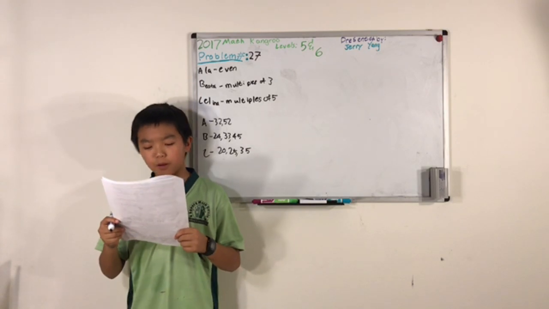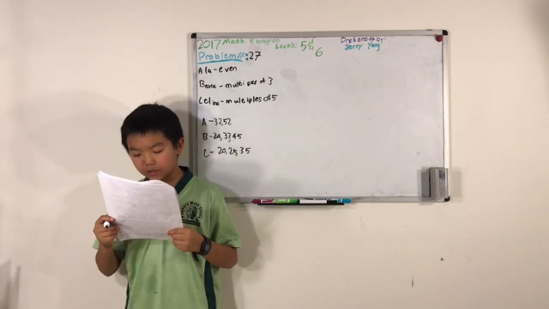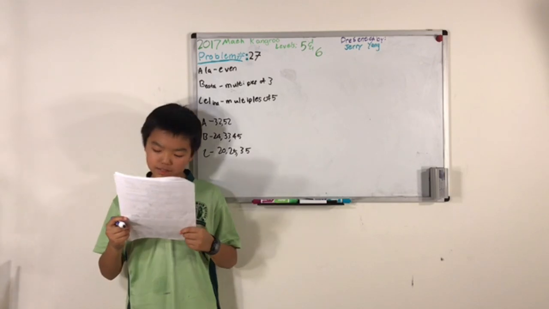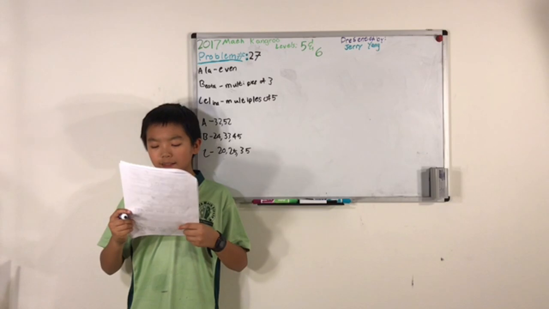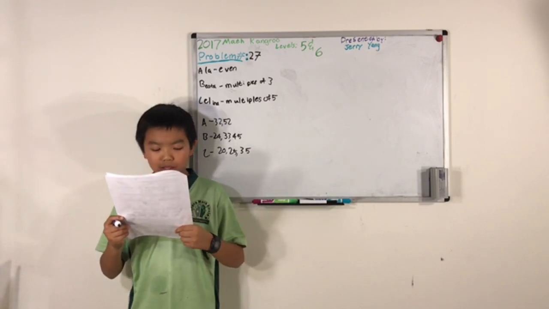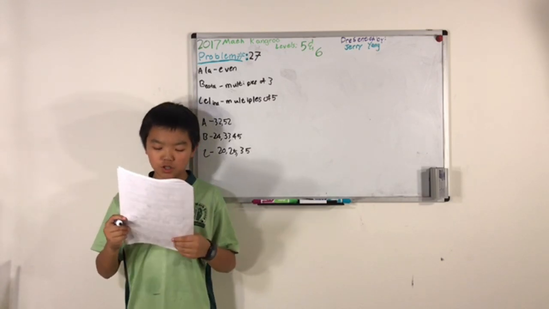27. Alla likes even numbers. Beata likes numbers divisible by 3. And Celia likes numbers divisible by 5. One by one, the girls walked up to the basket containing 8 balls with numbers written on them. And each girl took out all the balls with the numbers she likes.